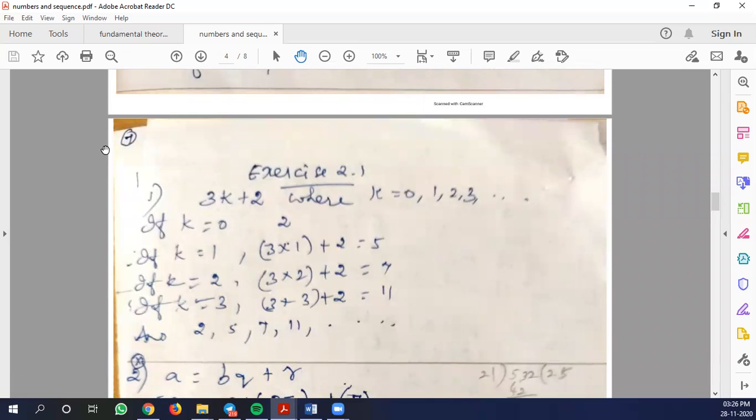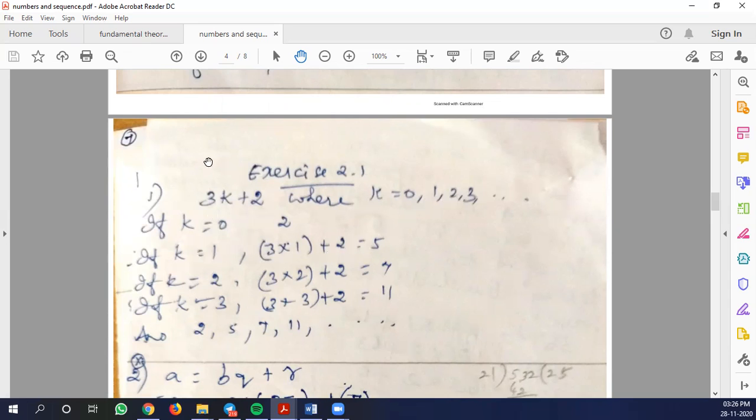So we have taken this one as 3k, and it leaves the remainder 2, so this 2 is to be added, where k is equal to 0, 1, 2, 3. Now when k is equal to 0, if I put 0 here, what is the answer? 2. If k is equal to 1, 3 into 1 plus 2, 3 ones are 3, plus 2 is 5.